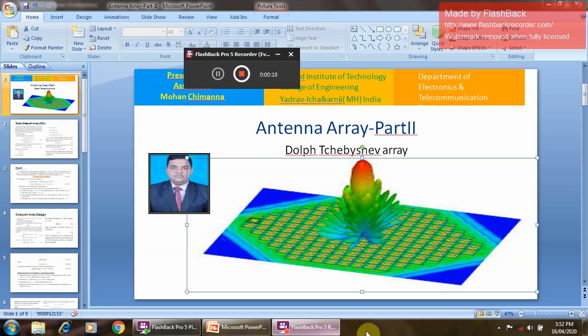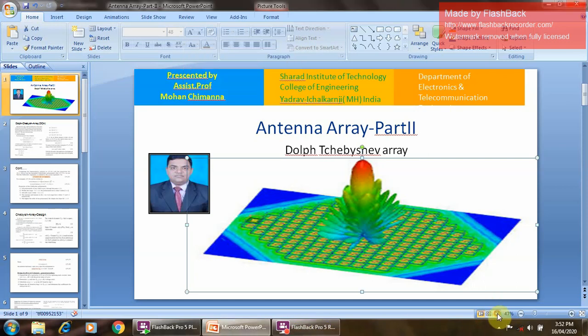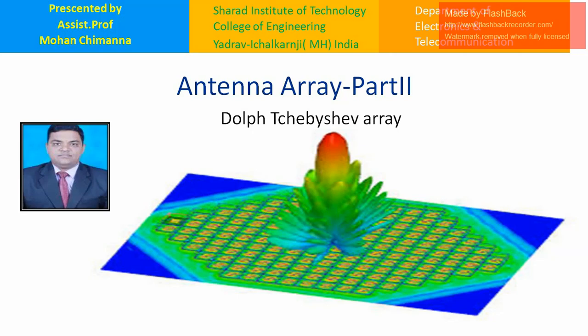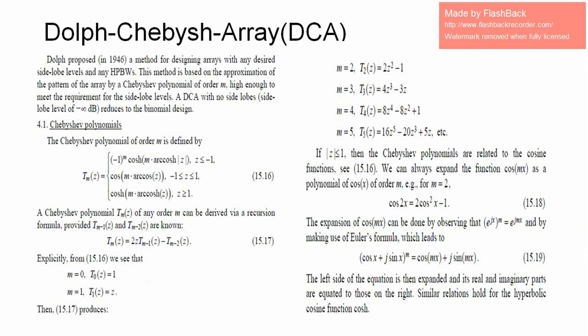Today we are going to discuss the antenna array, part two. In this part, we will discuss the next type of antenna, which is called the Chebyshev type of antenna, the Chebyshev array.